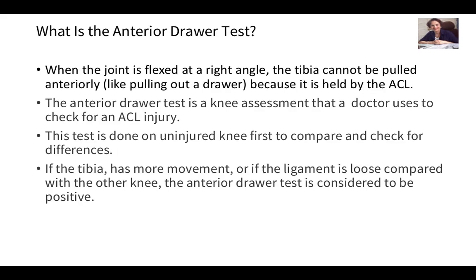So now, to test the anterior cruciate ligament, we do what is called the anterior drawer's test. When the joint is flexed at right angles, the tibia cannot be pulled forward more than 6 millimeters because it is held by the anterior cruciate ligament. So the anterior drawer's test is what the doctor uses to check the anterior cruciate ligament. It is done in the normal knee first, and then the injured knee is checked to find out the difference between the two.